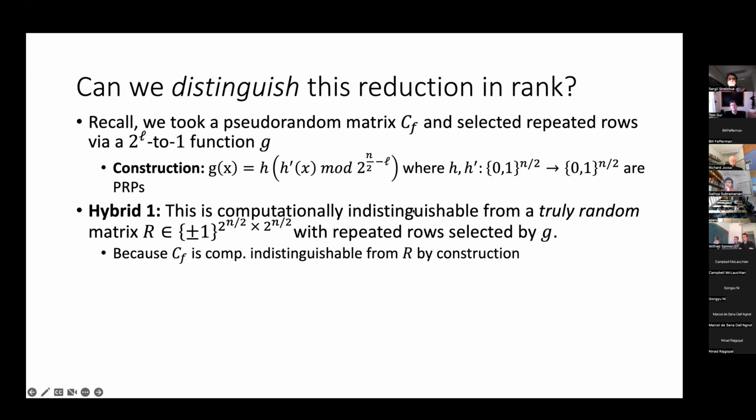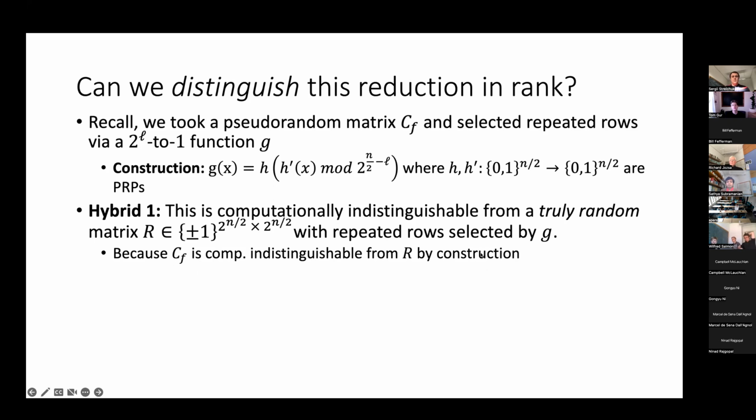The first we call hybrid 1. We show that this new matrix is computationally indistinguishable from a truly random matrix, which we'll call R, with repeated rows selected by G. So in other words, this matrix, which started with a pseudo-random matrix CF and then repeated rows, is indistinguishable from a truly random plus minus 1 matrix with repeated rows selected by the same pseudo-random function G. And that's not so hard to see. The high-level idea, even though it's a little technical to show, is that this is true because by construction we chose CF to be a pseudo-random matrix, so it's computationally indistinguishable from a truly random matrix.